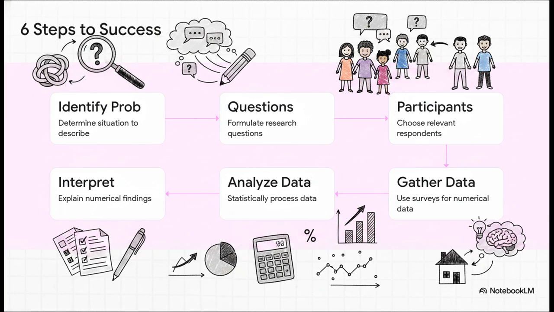Step 2, formulate research questions, like what are the study habits of grade 12 students? Step 3, select participants. Find the people highly relevant to your study. Step 4, gather numerical data using those structured surveys we talked about earlier. Step 5, analyze data statistically. Turn those answers into percentages or averages. And finally, step 6, interpret the findings. Explain what those numbers actually mean in the real world. It is such a brilliant, logical flow from a simple curiosity all the way to a concrete conclusion.